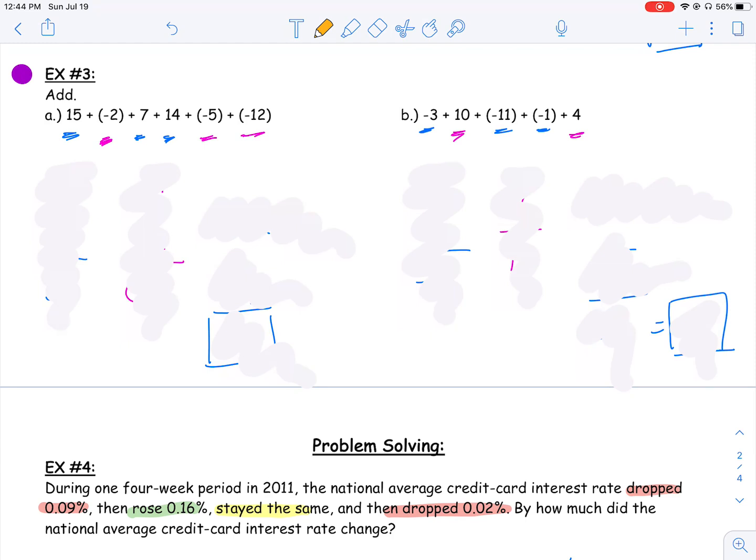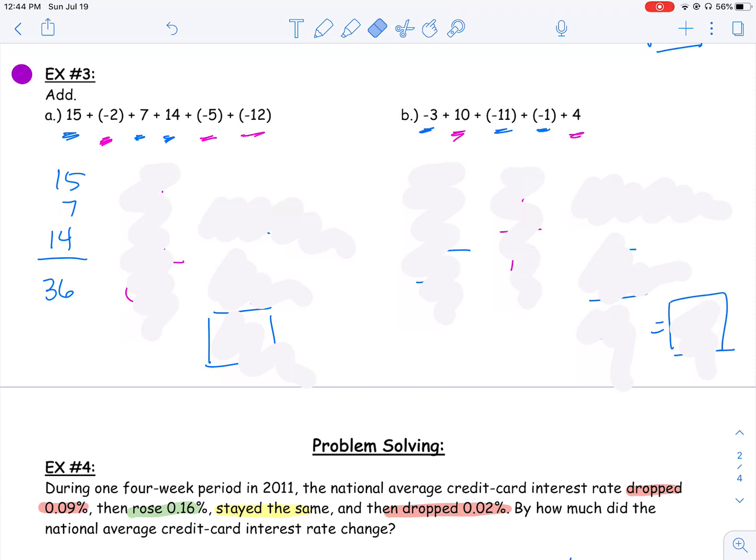Now there's a couple different ways you can do these problems. You can take two at a time if you want to, or what I like to do is organize the numbers into positives and then negatives, and then put them together. So on example number 3a, I took all of the positive numbers. I had a positive 15, a positive 7, and a positive 14. I'm going to take all the positives and add them together to get a bigger positive. So 15 plus 7 plus 14 is a positive 36.